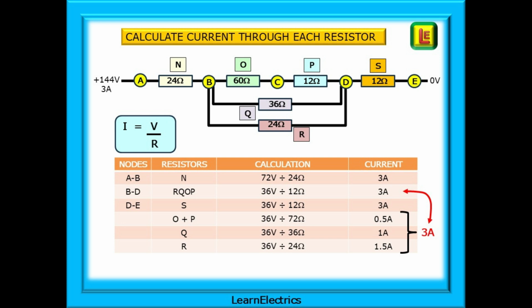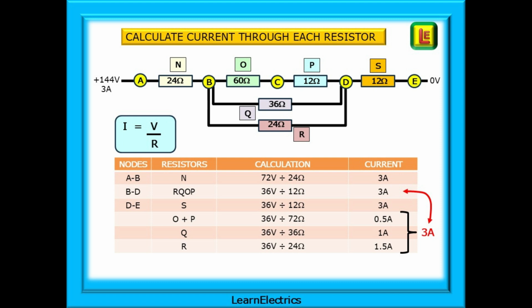Move on to the current through each resistor. Ohm's law again. This time we will use current equals voltage divided by resistance, or I equals V divided by R. We can calculate resistor N current as 72 volts divided by 24 ohms, and this is 3 amps. The full circuit current, 3 amps, flows through the resistor N at nodes A to B. The same is true of nodes D to E and resistor S. The full circuit current must flow through it, so 36 volts divided by 12 ohms is 3 amps again.